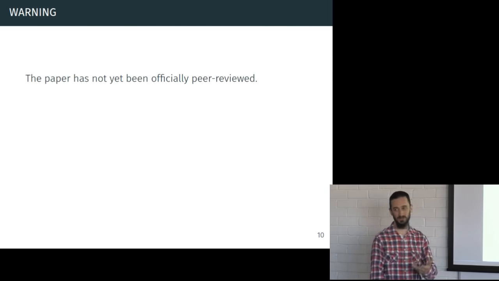So how does it work? We're given an input vector u of length s, and we want to compute u hat.